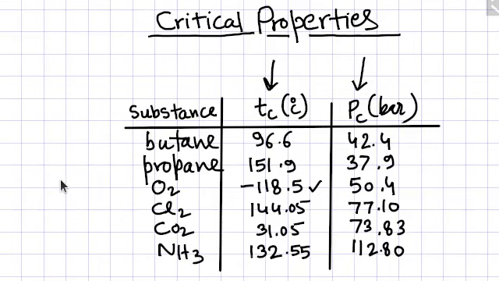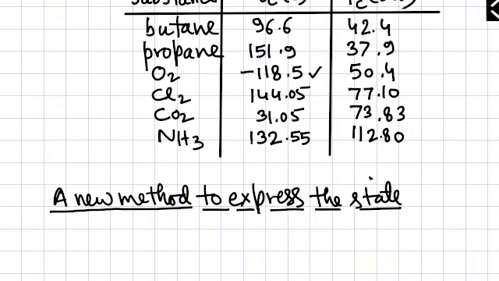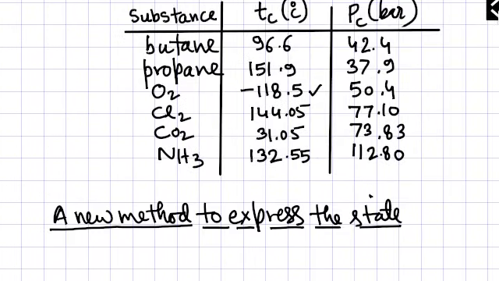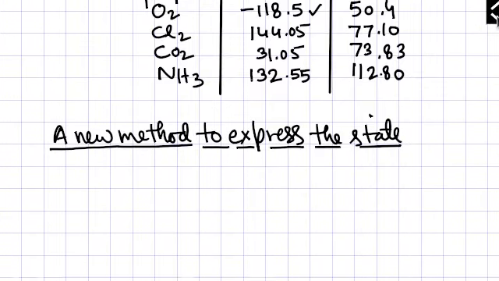In the last class we saw what the critical properties of a substance are, the critical temperature and critical pressure, and we saw this example of the critical temperature and pressure of butane, propane, and some other important substances. Now in this lecture I will tell you a new method to express the state. Actually it is the application of this critical data. A new method was developed to express the state of a substance.